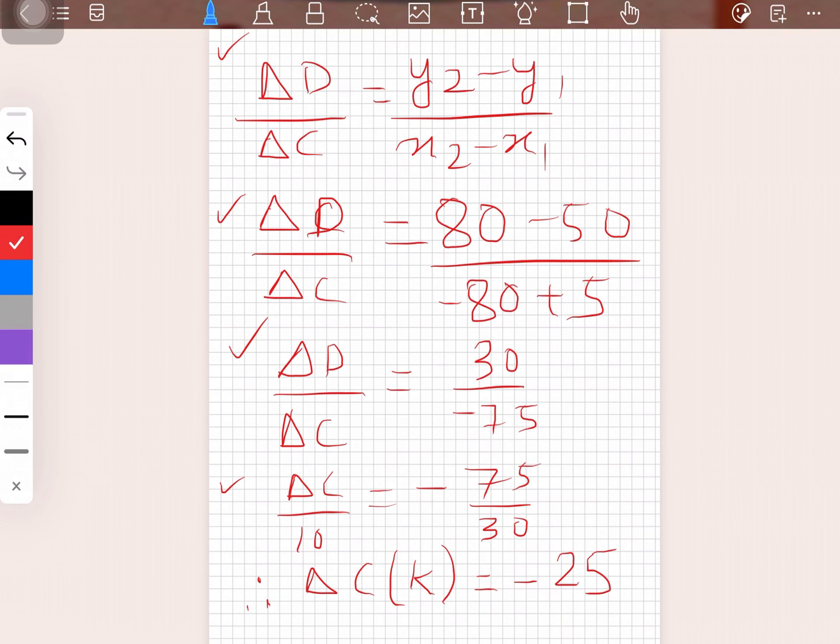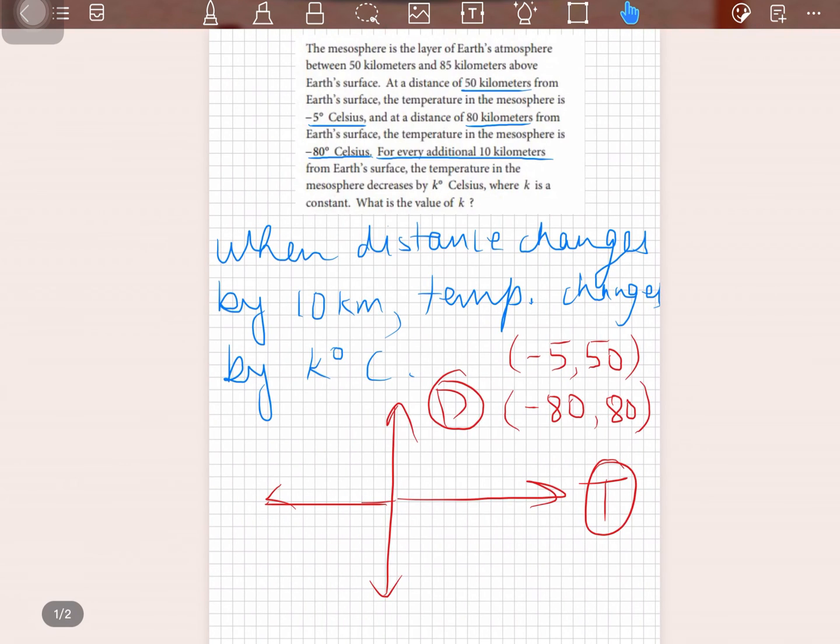10 times 75 is 750, and 750 divided by 30 is 25. So if you want to write the unit, this is the answer. But the minus here only signifies that it is decreasing, so you don't have to write minus in your answer sheet. So yeah, this is how you solve this question.